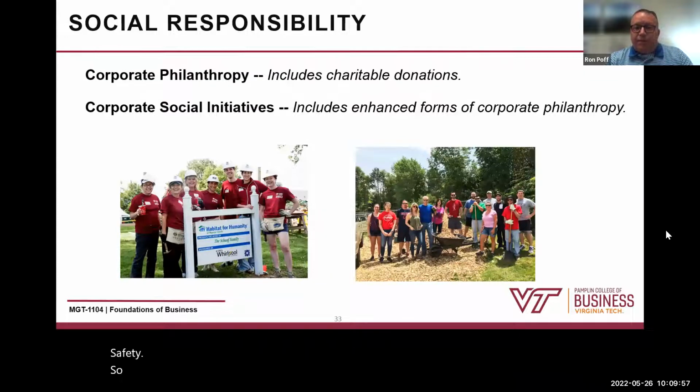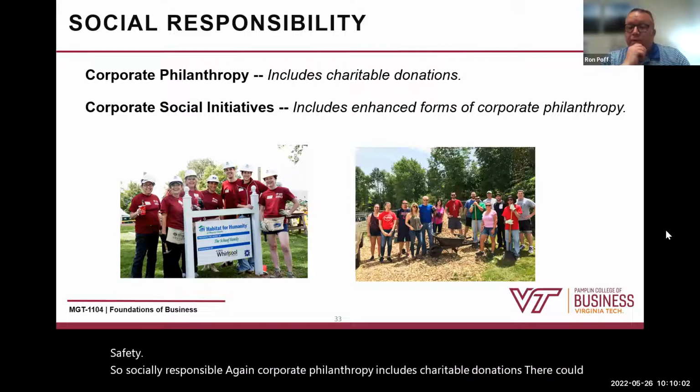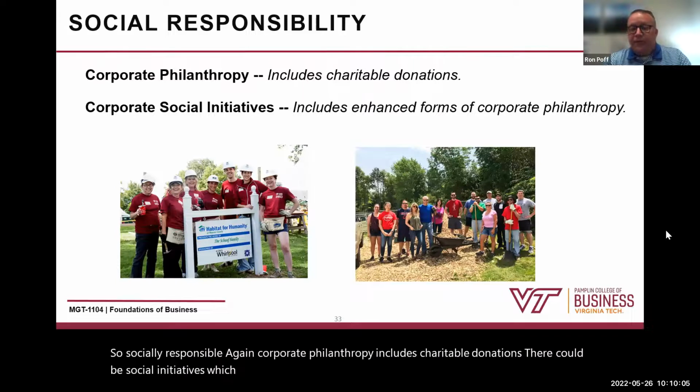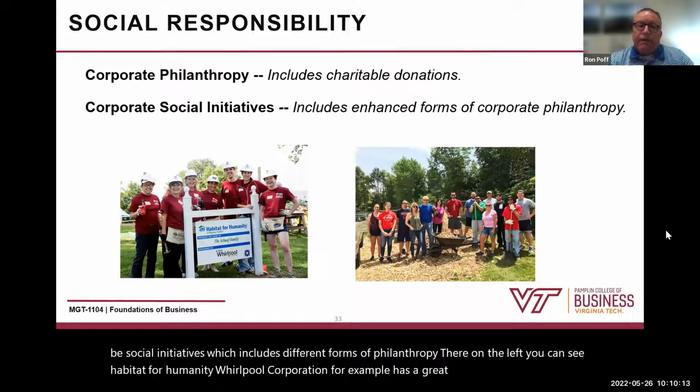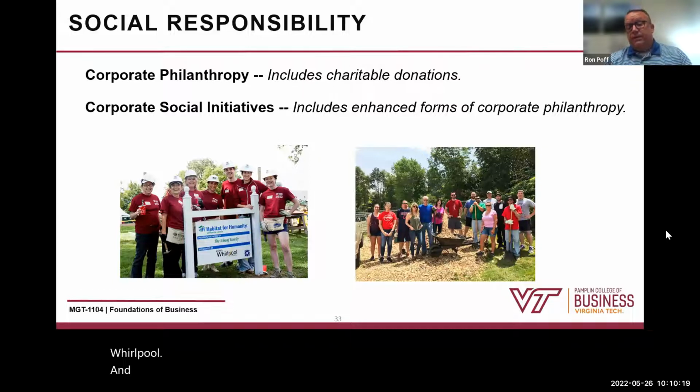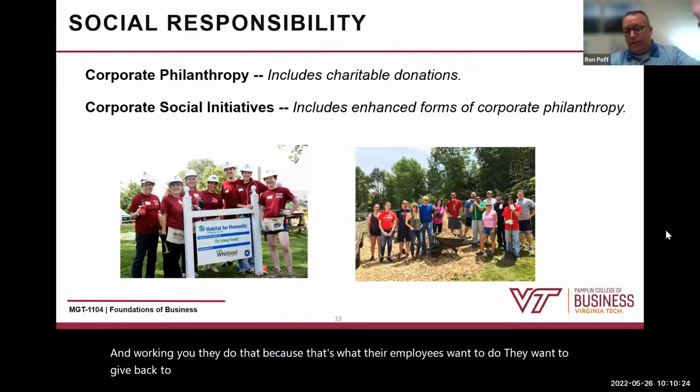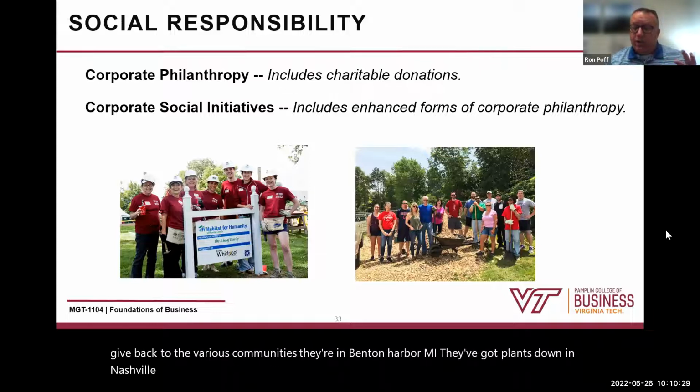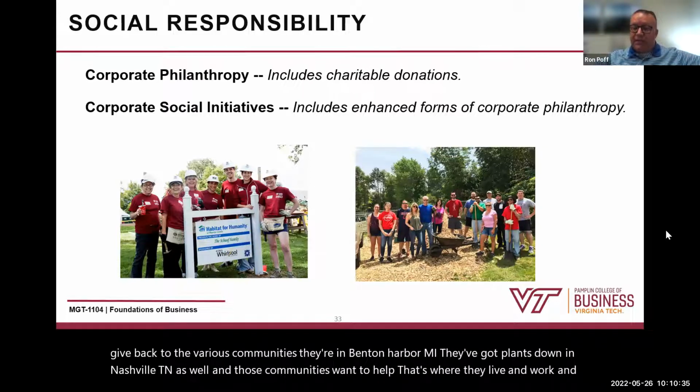So socially responsible, again, corporate philanthropy includes charitable donations. There could be social initiatives, which includes different forms of philanthropy. There on the left, you can see Habitat for Humanity. Whirlpool Corporation, for example, has a great partnership with them. They do that because that's what their employees want to do. They want to give back to the various communities. They're in Benton Harbor, Michigan. They've got plants down in Nashville, Tennessee as well. And those communities want to help. That's where they live and work and play. So it gives them a chance to get out and do it.